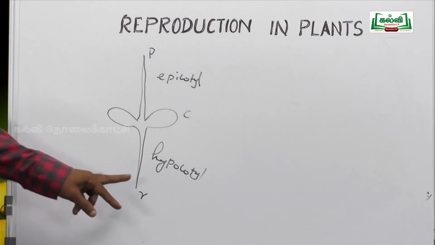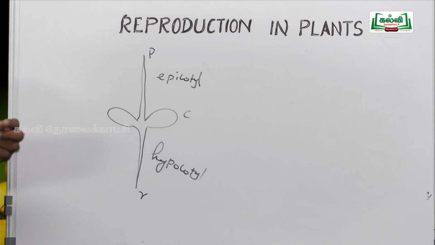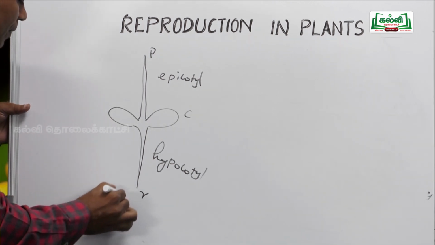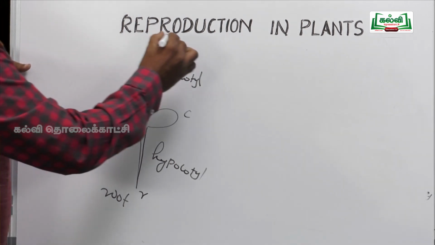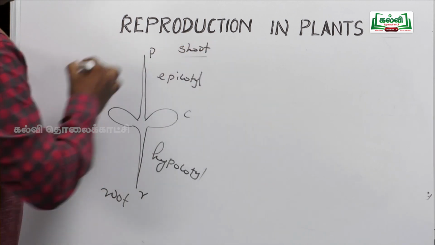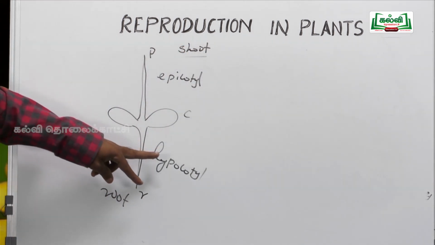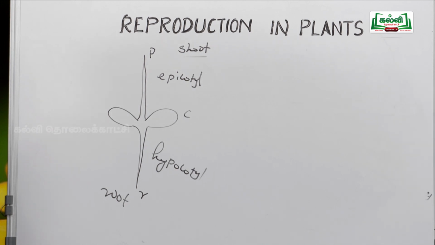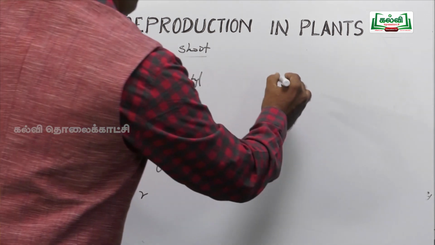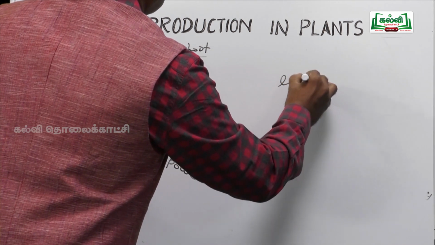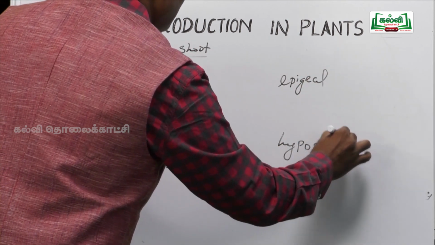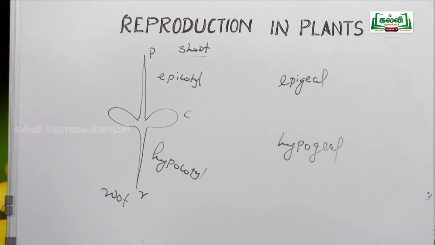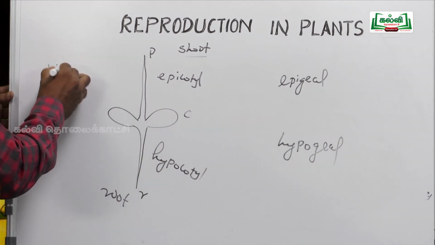So in the dicot embryo, the radicle develops into the embryonic root. The plumule, on germination, develops into the embryonic shoot. On the basis of development of hypocotyl and epicotyl, 2 different kinds of germination are seen in plants. One is epigeal germination, another is hypogeal germination, and the third one, very rare, is viviparous germination.